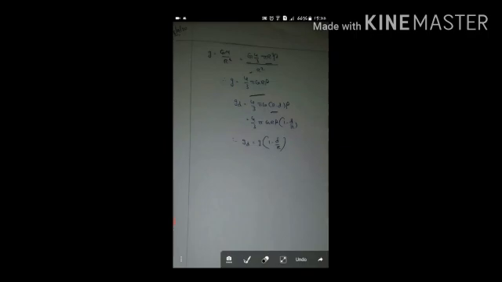If we take R common, we get 4 by 3 pi G R rho into 1 minus d by R. Here we know that g is equal to 4 by 3 pi G R rho. It is the same value, so we get g here, therefore gd is equal to g into 1 minus d by R. Then we get this equation.